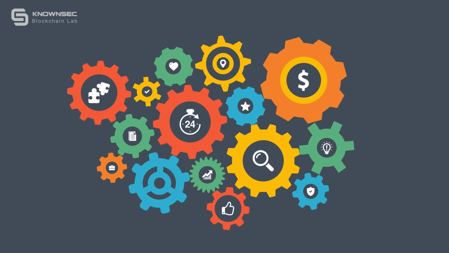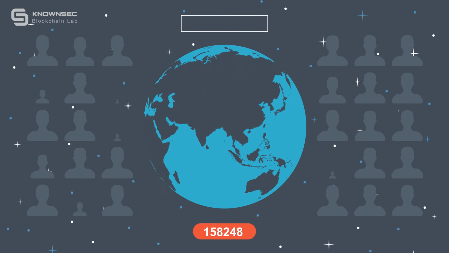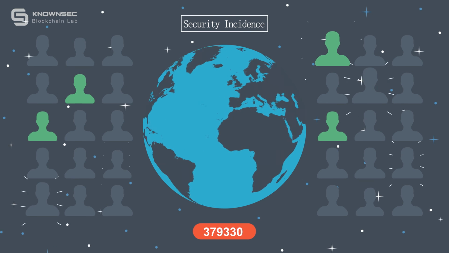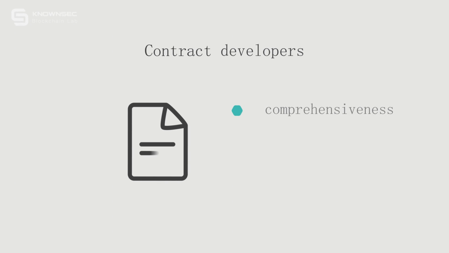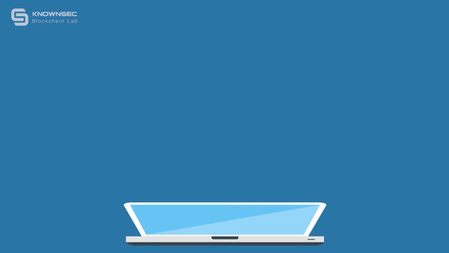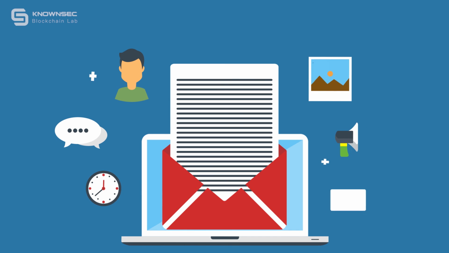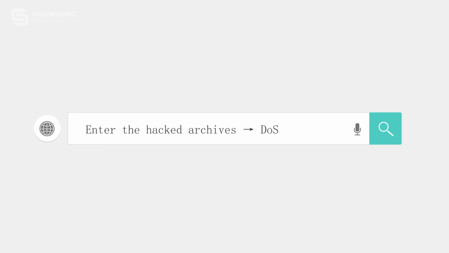As a means of attack with a long history, DOS continues its consistent style of small amount of technology but strong damage. Frequent security incidents not only need to be guarded against, but also deserve people's reflection and summary. In general, contract developers need to consider the comprehensiveness and thoroughness of contract code logic in order to better avoid DOS attacks. Enter the hacked archive and search for DOS to learn more about DOS attacks.